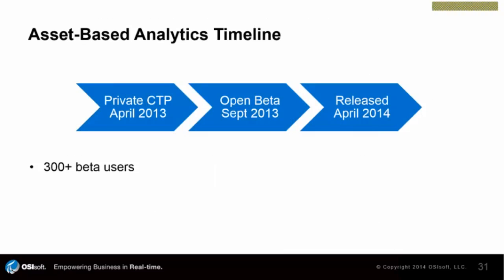Now, the new analytics engine you saw has gone through a couple of key milestones. In April 2013, we provided a private community technology preview to a select group of customers. And then in September of 2013, last year, we had an open beta where we had more than 300 beta users. And finally, in April of this year, approximately 2 months ago, we released the new calculation engine along with a whole slew of other enhancements as PI Server 2014.